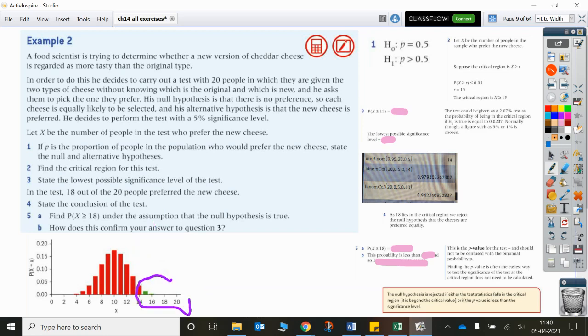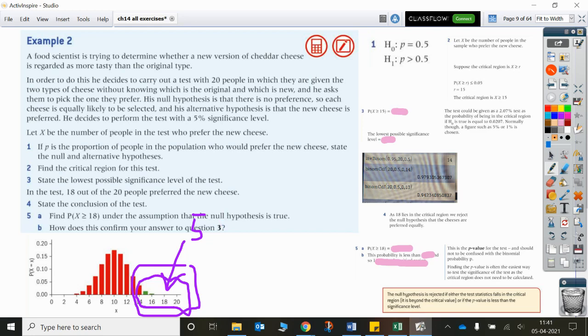Now, at a 5% level, we still might be getting things wrong. Say, for example, 18 people choose the new cheese, within this critical region, the 5% at this end. Well, you'd be pretty convinced that the new cheese was tastier than the old cheese. But there still could have been some element of random chance that ended up with 18 people choosing the new cheese over the old cheese just randomly.